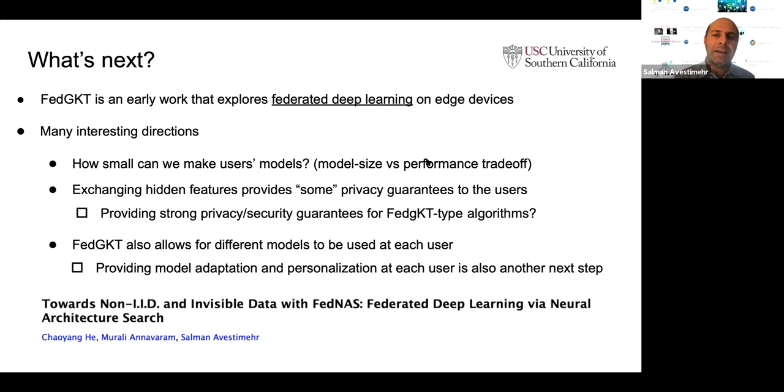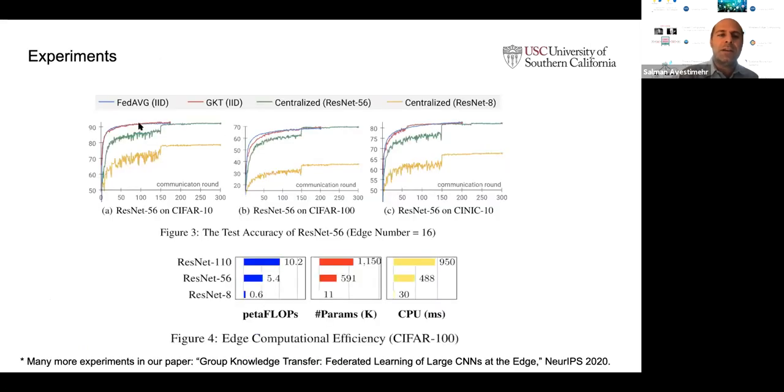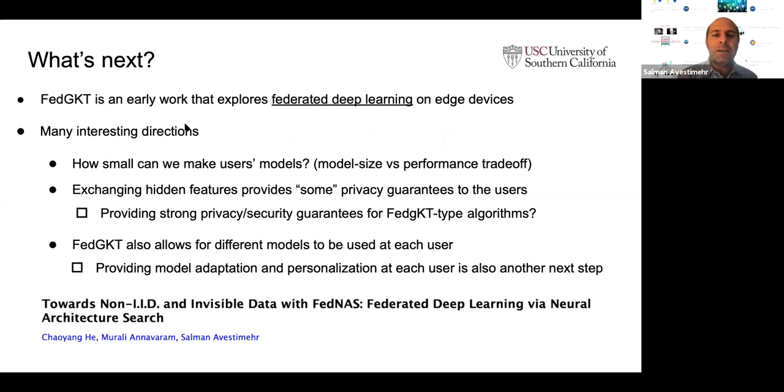Where ResNet 8 came from, our scenario was we started shrinking until we didn't match the performance, and ResNet 8 was the tipping point. Below that, our GKT method was not performing well. So in general, how small can you make it? I think that's a very interesting problem.